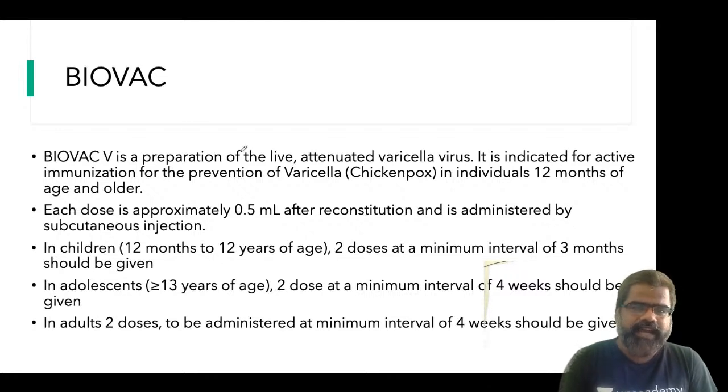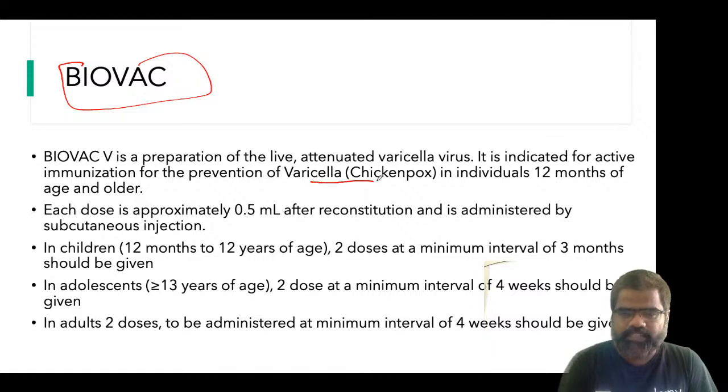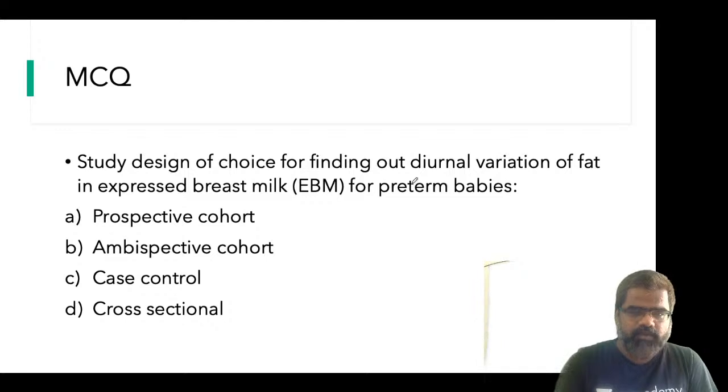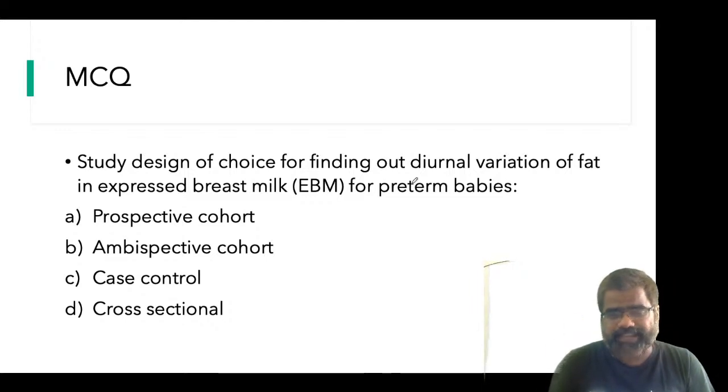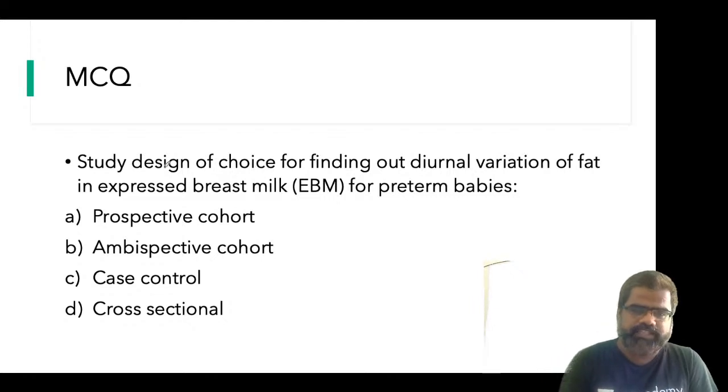Okay. So in that we had a Biovac option. Biovac is basically a chickenpox vaccine or varicella vaccine, which is given to prevent chickenpox. Gardasil I have already talked about, and TDAP, you know, is for diphtheria, pertussis, and tetanus, and Rubavac is for rubella.